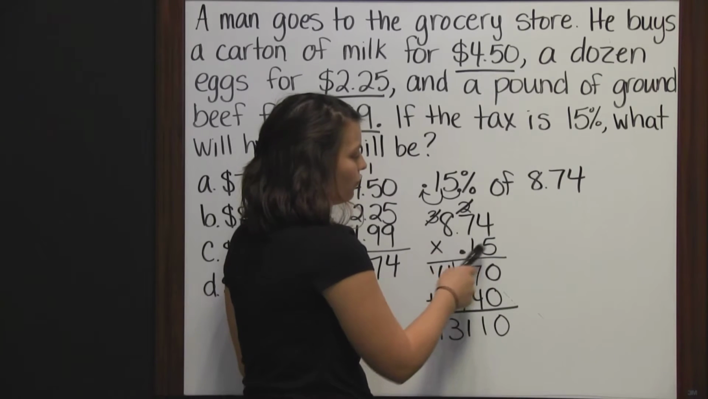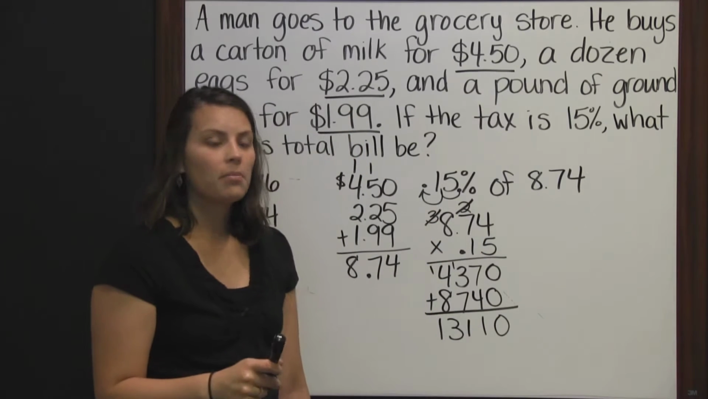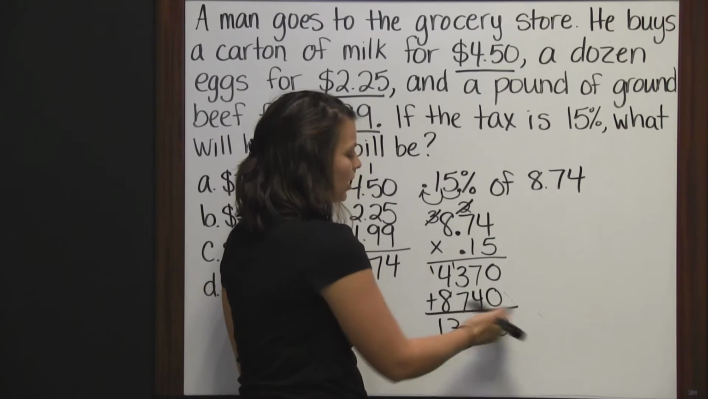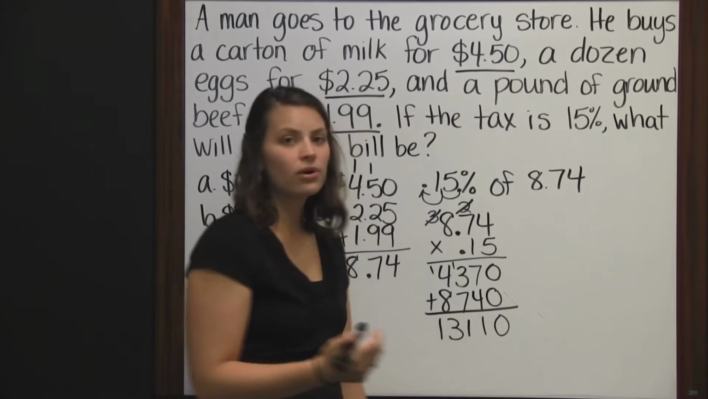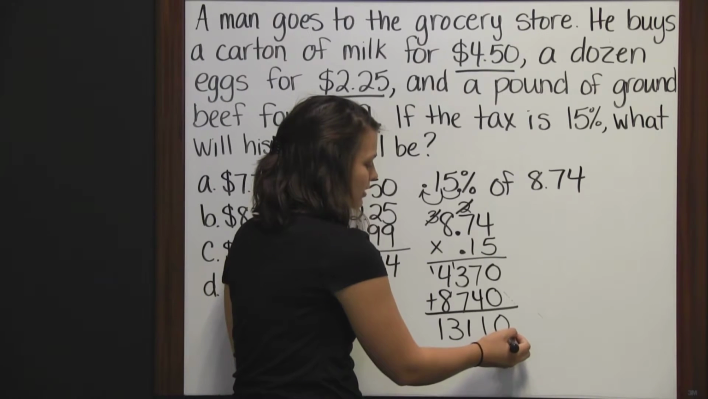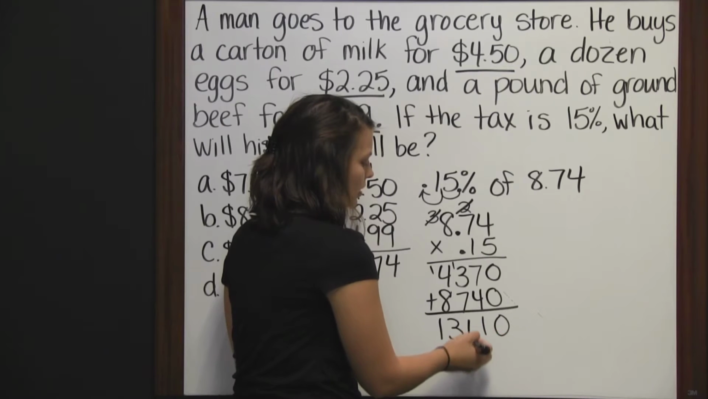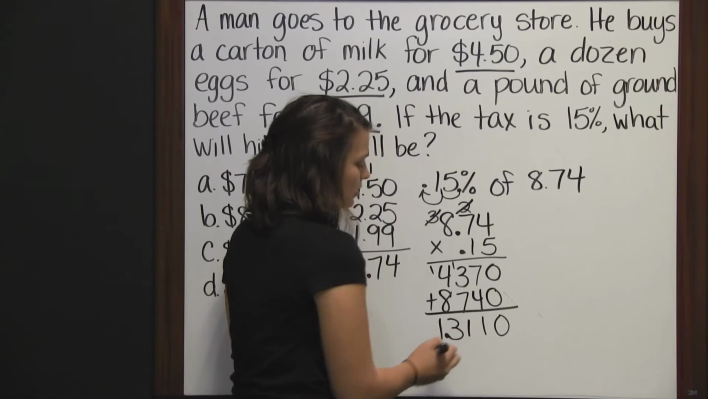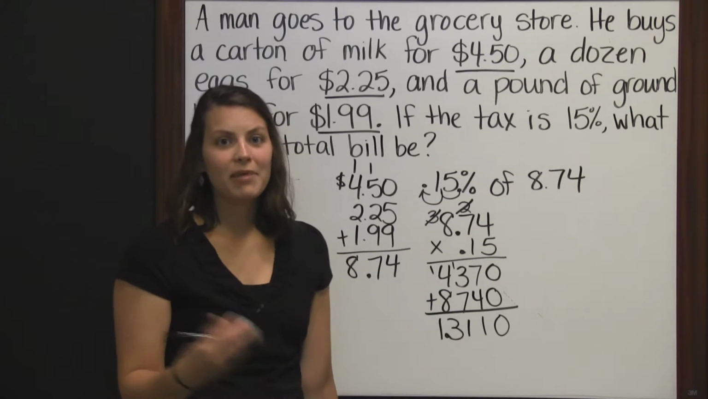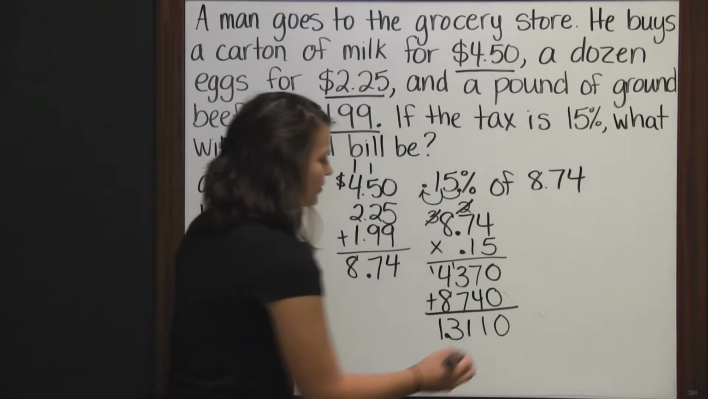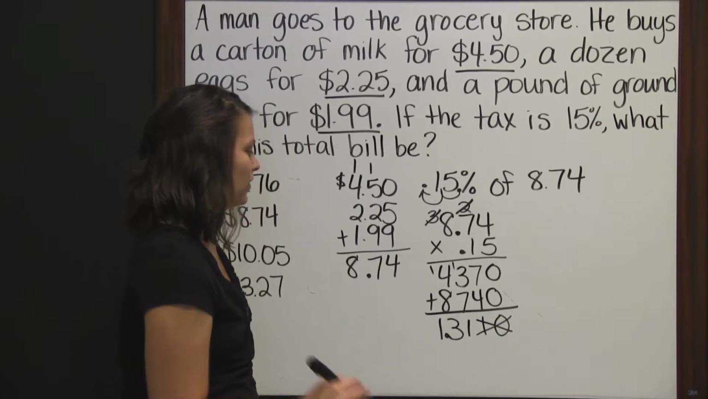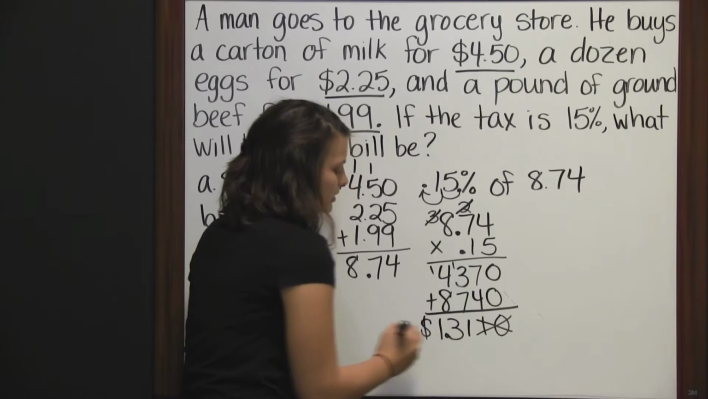And there are 4 numbers total behind the decimal places, which means our answer will also have 4 numbers behind the decimal. So here's our decimal. We need to have 1, 2, 3, 4 numbers behind the decimal. And that doesn't look like an amount of money I've ever seen, but if we get rid of these last 2, then we have $1.31.